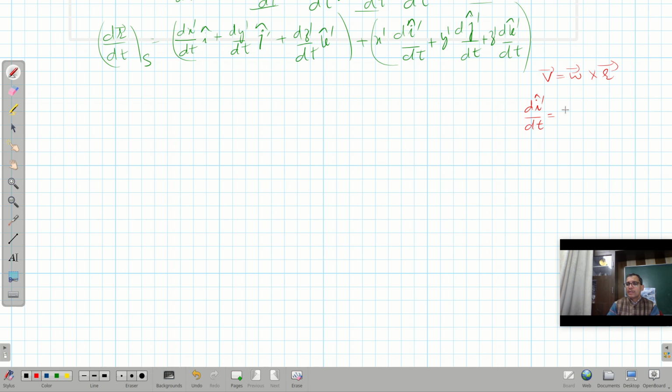So it can be written like this, omega, because it is dr upon dt. So keeping this as a base, I can write down di prime by dt as omega cross i cap. Similarly, dj cap over dt can be written as omega cross j cap prime, and dk prime over dt can be written as omega cross k cap.